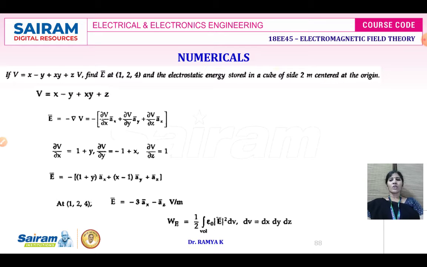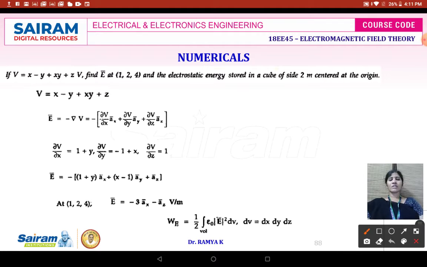the origin. Once the problem is given, check what we need to identify. We have to identify the E. The given parameter is only V. From there we have to identify E. E is equal to negative gradient of your electric scalar potential. Now check what type of coordinate system is given. The system here given is x, y, z, so we have to solve this problem in Cartesian coordinate system.